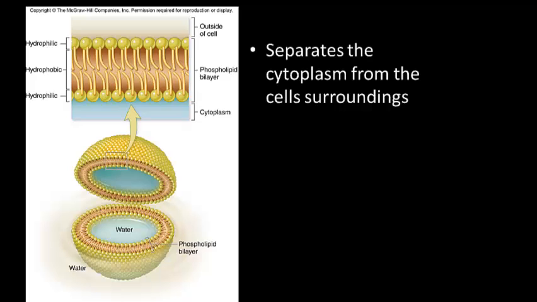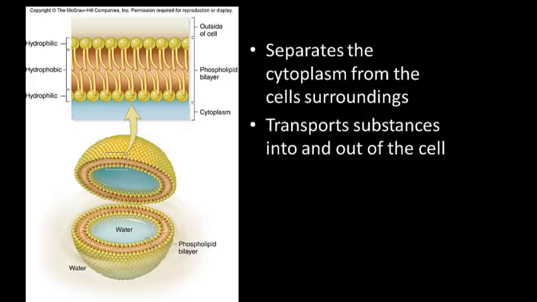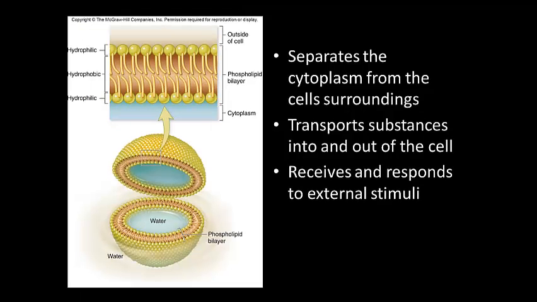So one of the key jobs of a cell membrane is to basically separate the cytoplasm from the cell's surroundings. Another key function of the cell membrane is to basically transport substances into and out of the cell and regulate that. The cell needs important nutrients to survive, but it also has to get rid of certain waste products that could be toxic to the cell. Cell membranes also receive and respond to external stimuli.